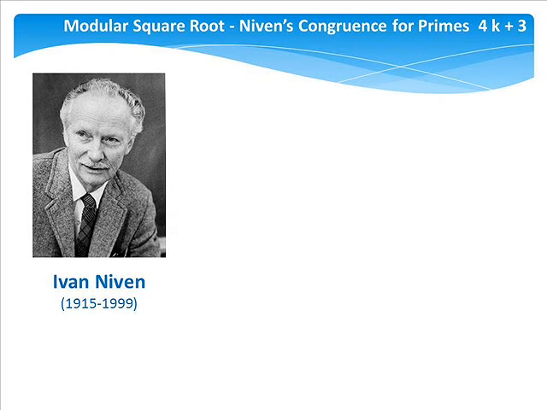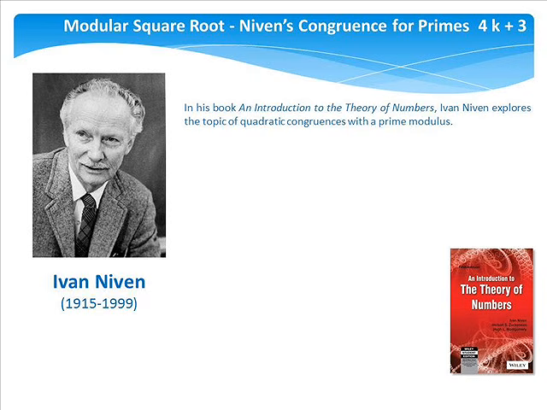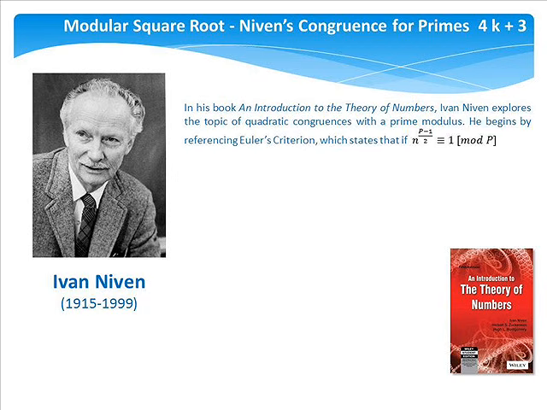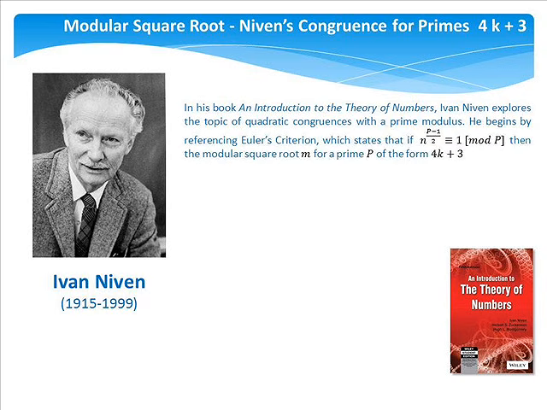In his book, An Introduction to the Theory of Numbers, Ivan Niven explores the topics of quadratic congruences with a prime modulus. He begins by referencing Euler's criterion, which states that if n raised to p minus 1 over 2 is congruent to 1 modulo p, then the modular square root m for a prime p of the form 4k plus 3 can be computed as the residue m of n raised to p plus 1 over 4 modulus p.